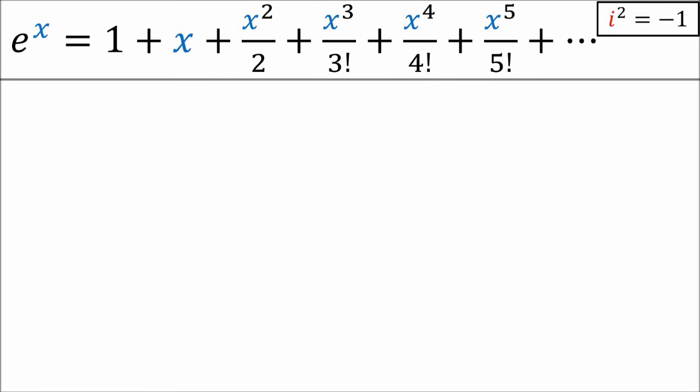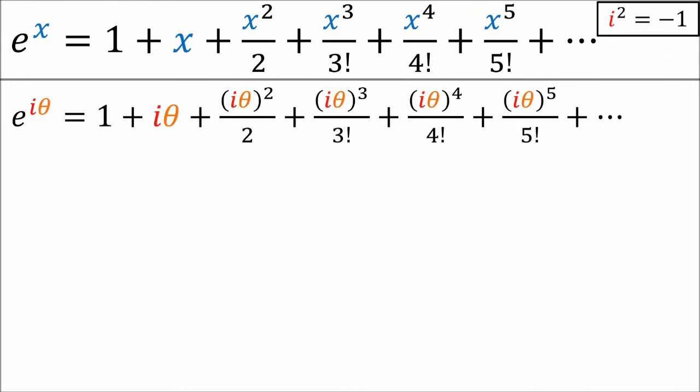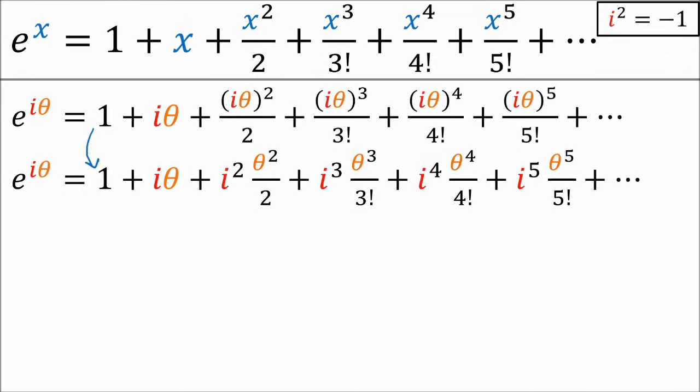Let's recall the Taylor series of e to the x. We get an infinite polynomial in x with factorials in the denominator. If we do e to the I theta, then the first term with the 0 power goes to 1. The first power gets an I out in front.